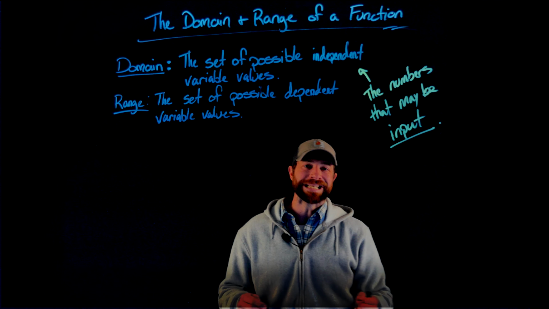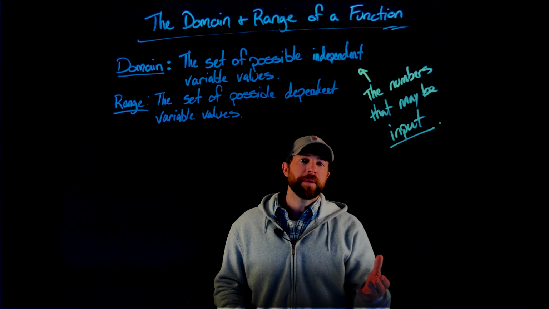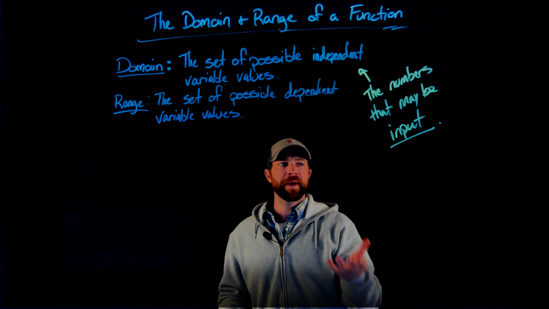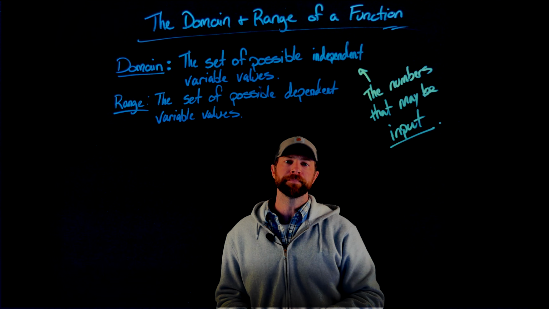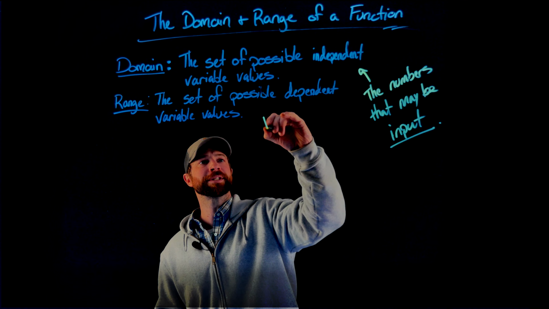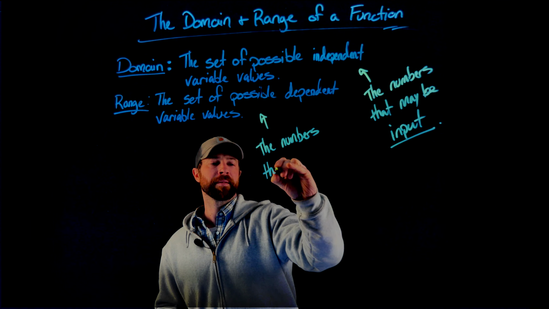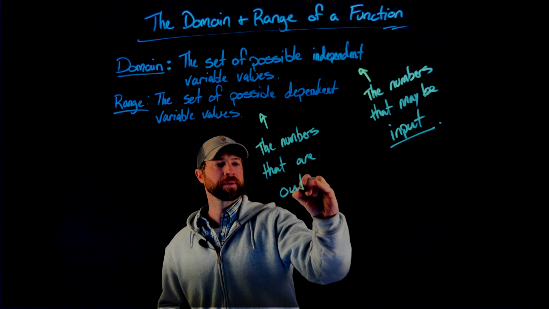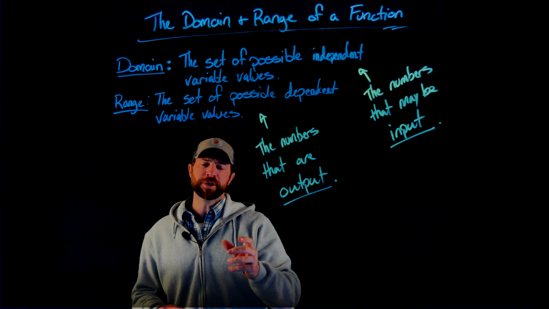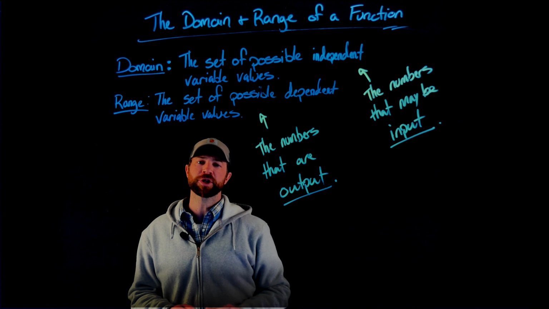There will be different reasons for why we may not be able to input certain values. For one reason, we might have a mathematical property that does not allow us to input a certain value, or we may have context given a real-world problem. The range is the set of dependent variable values, or in other words, the numbers that are output from this function. And you will notice that some functions, for instance, can never output negative numbers or certain positive numbers given the structure of the function.